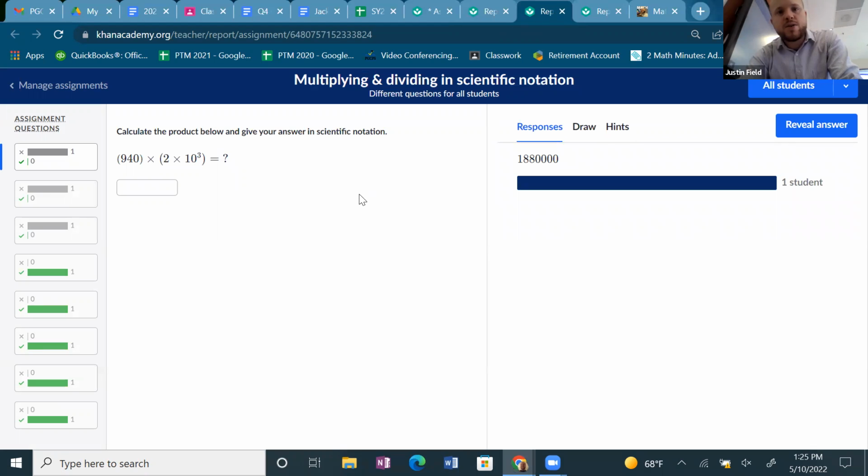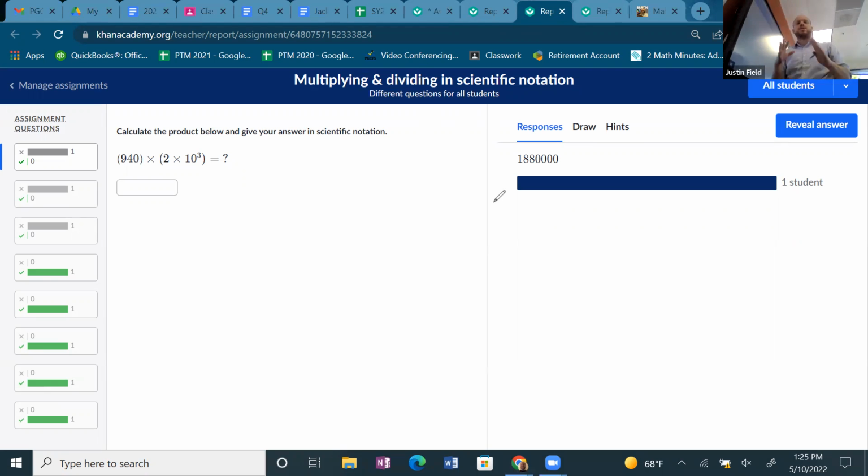Okay, so now the next part is multiplying and dividing in scientific notation. For this, we want to put our numbers in scientific notation before we start. So this is already in scientific notation. So this is in standard form. And so we want to put it into scientific notation. So what would that be in scientific notation?